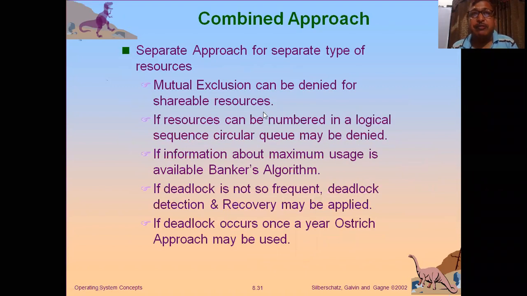All these approaches we have discussed: deadlock prevention, deadlock avoidance, and deadlock detection and recovery. So no approach is best, and for separate types of resources, a separate approach is required. For example, if I have some shareable resources, I can deny mutual exclusion. I can allow them to be used by more than one process at one point of time.